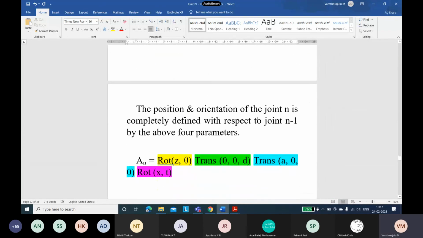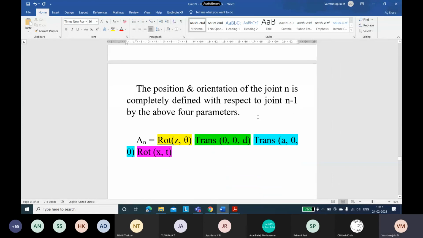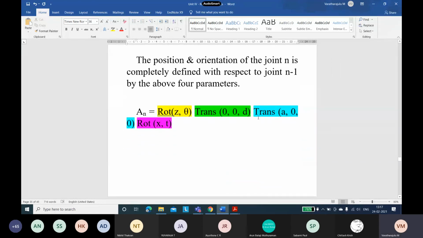Okay, shall I move further? Therefore, the position and orientation of the joint n is completely defined with respect to joint n minus 1 by the above 4 parameters. We have rotation.